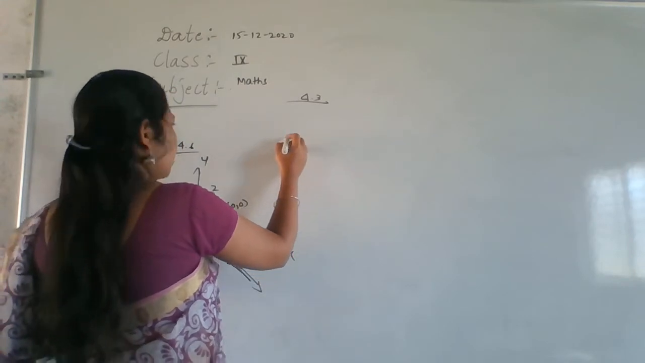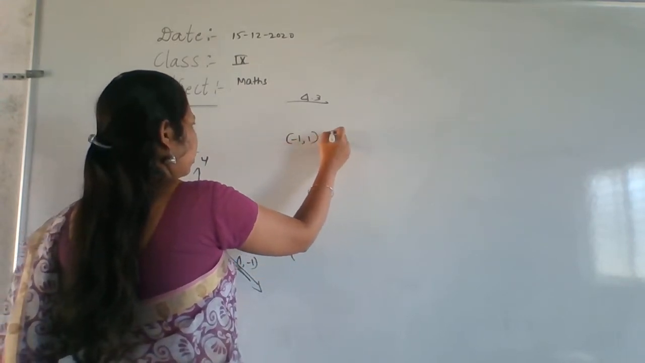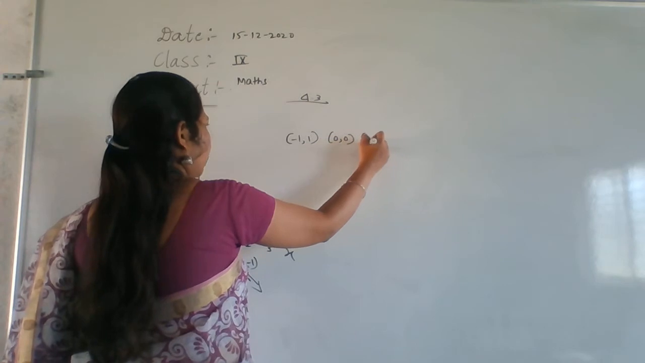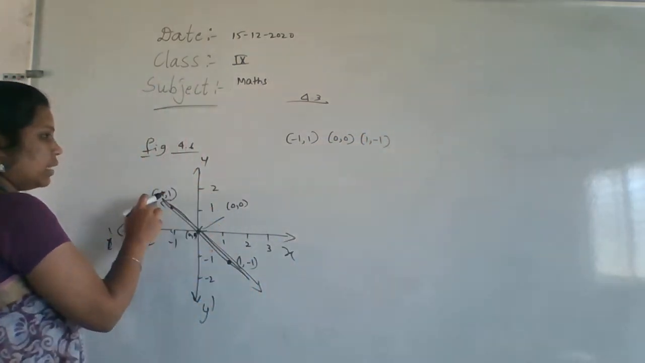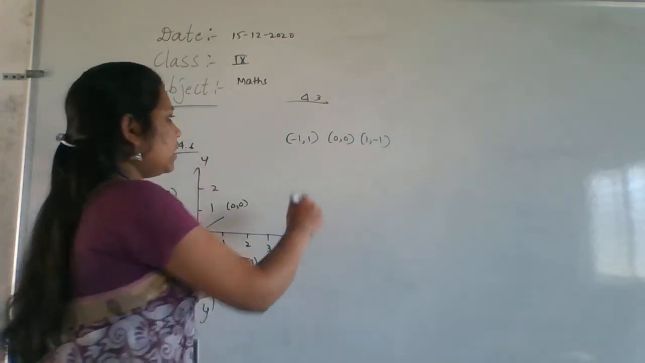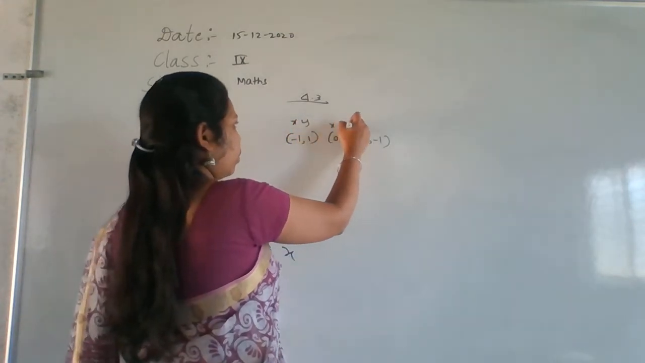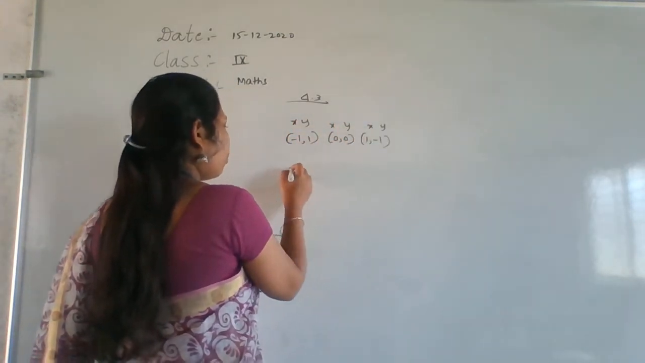That is nothing but a solution: (-1, 1), (0, 0) and (1, -1). Only 3 points here. These are nothing but the x, y values. Okay, so they have given us 4 choices.